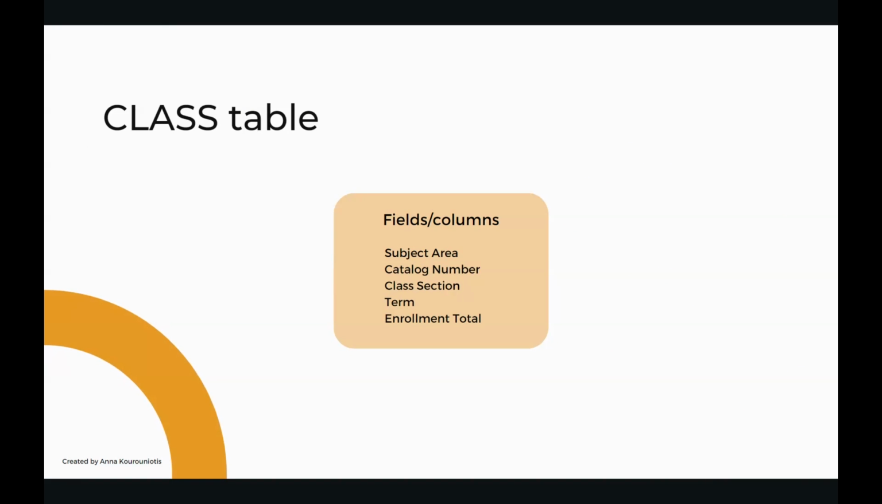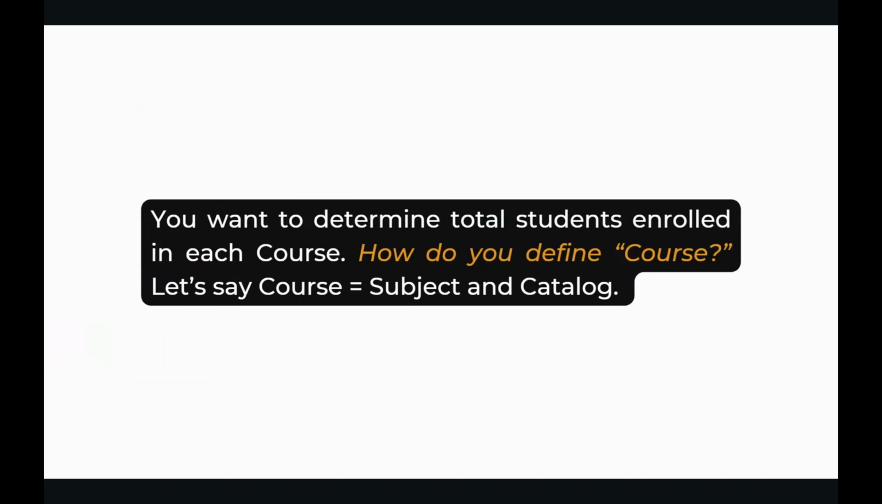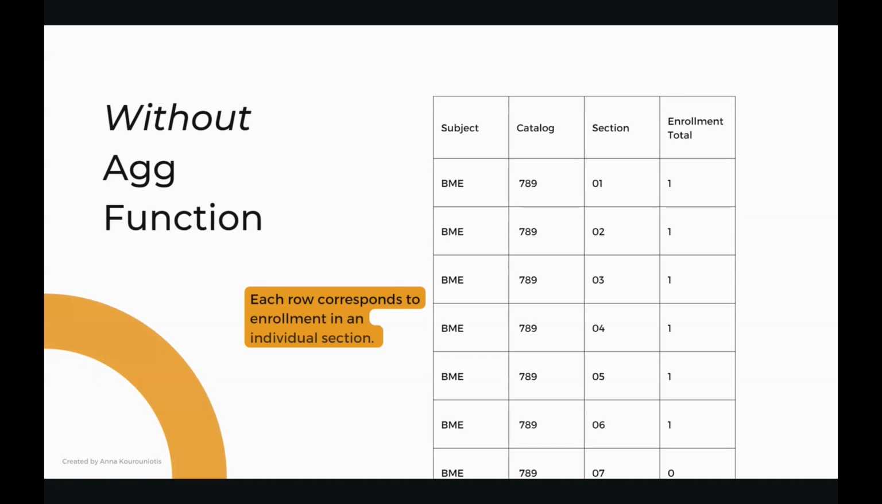Suppose you have a class table with the following fields: subject, catalog, section, term, and enrollment total, representing the student enrollment for each individual class section. You want to determine total students enrolled in each course. But how do you define course? Well, for the sake of this example, let's say course is equal to a subject and catalog number.